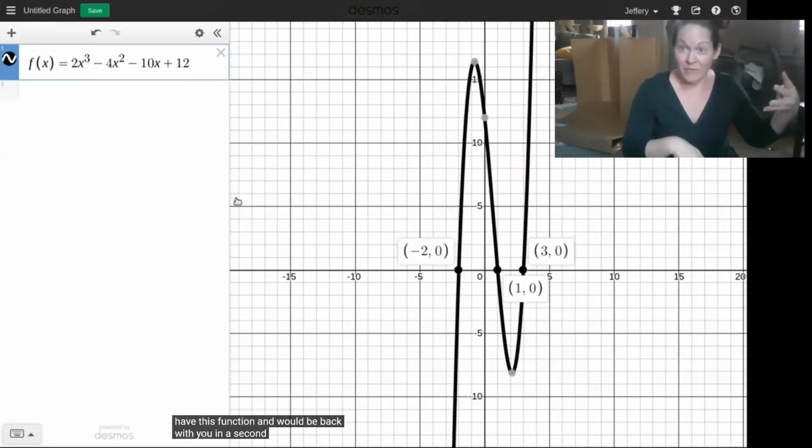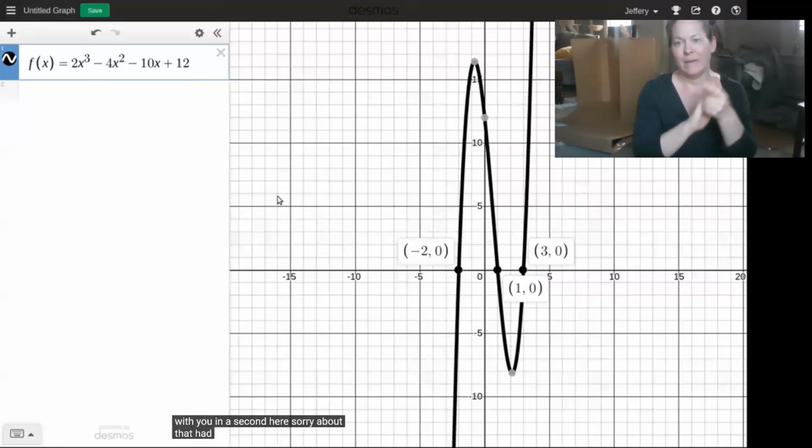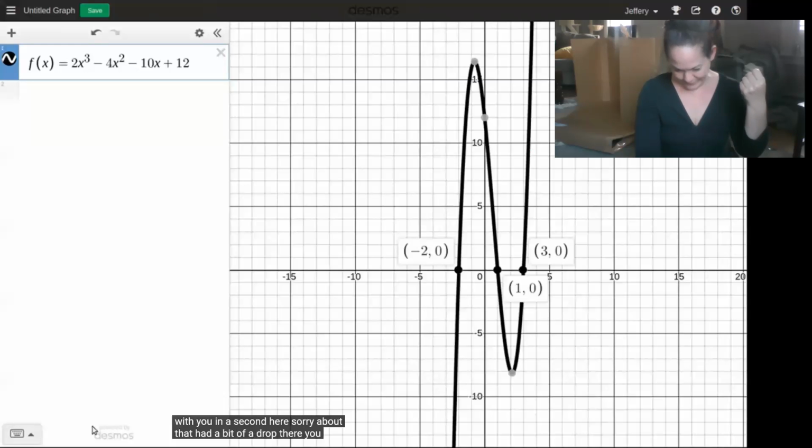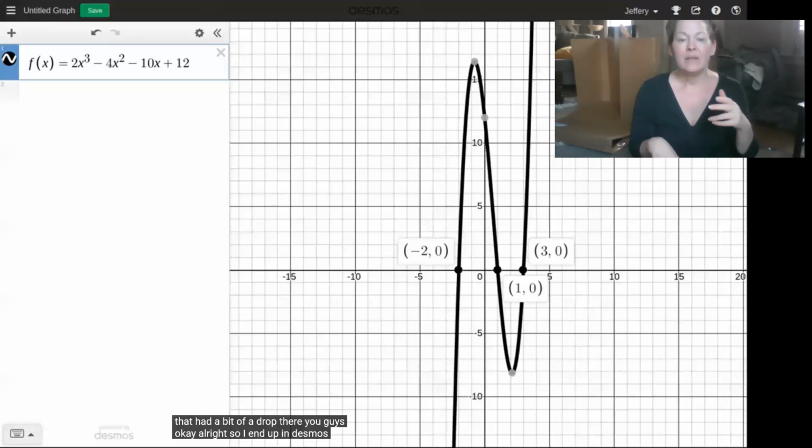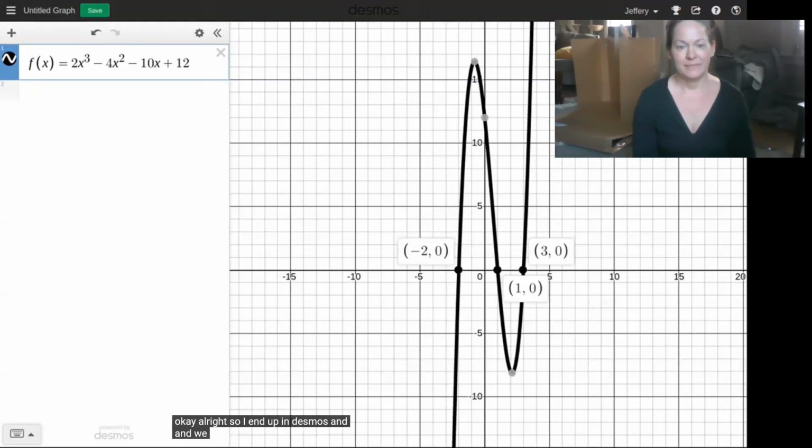Be back with you in a second here. Sorry about that. Had a bit of a drop there. You guys okay? All right, so I end up in Desmos. And let me get back into Desmos here. Sorry, I lost connection for a second there.